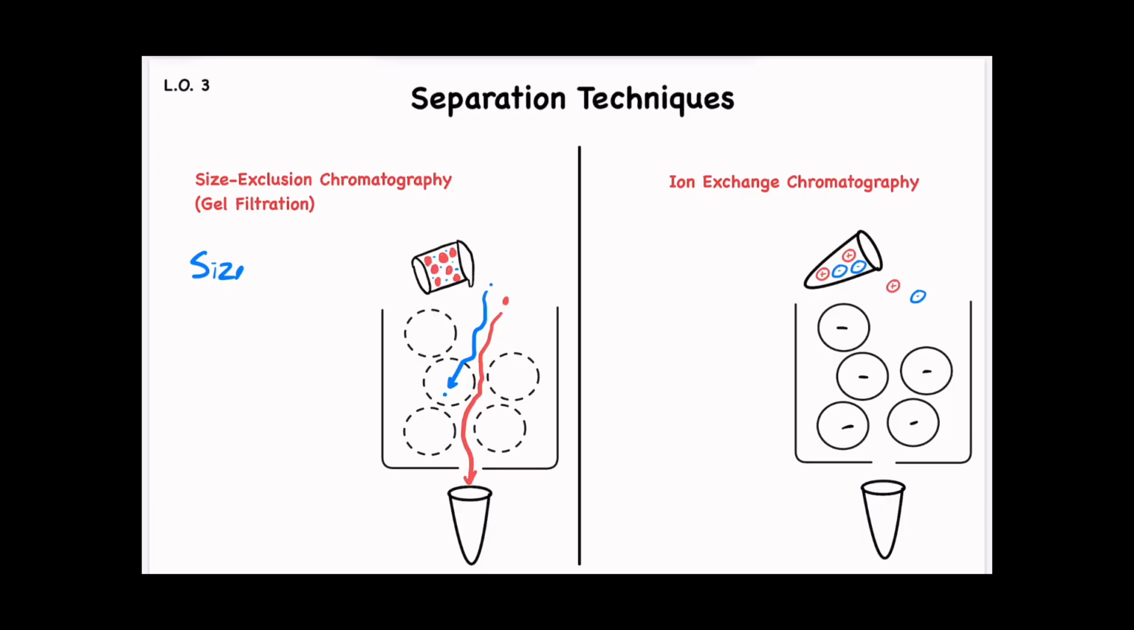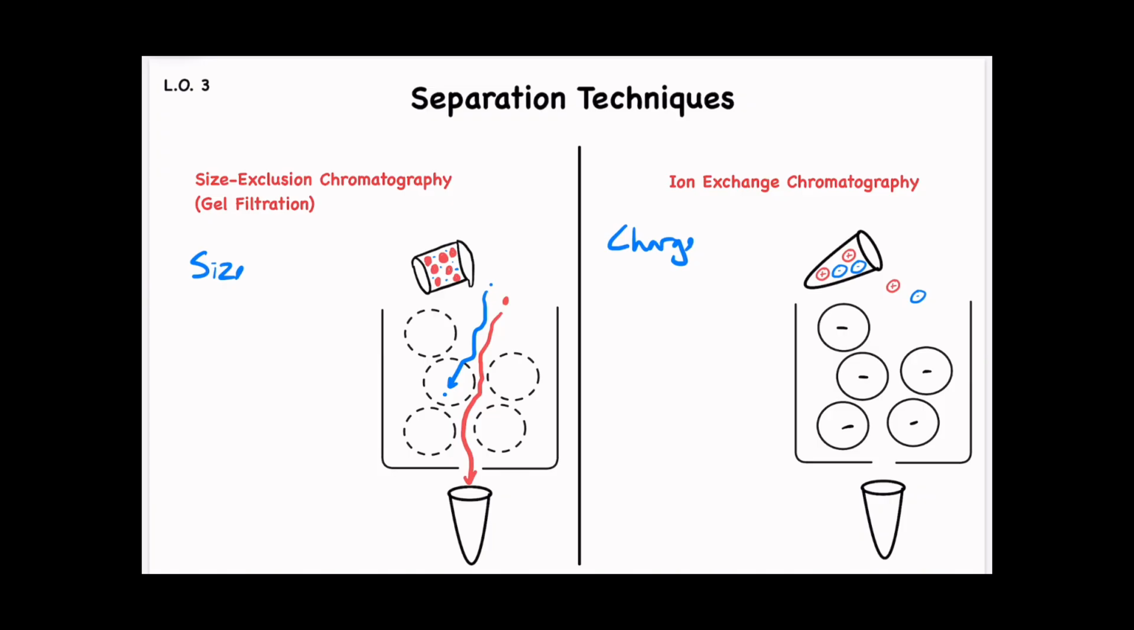In addition, we also have ion exchange chromatography, and the physical property we're going to be exploiting for this technique is charge. And so you can see, very similar experimental setup. We have some sort of mixed sample, we have a column, we have beads, and we have some place for our sample to elute once purified.